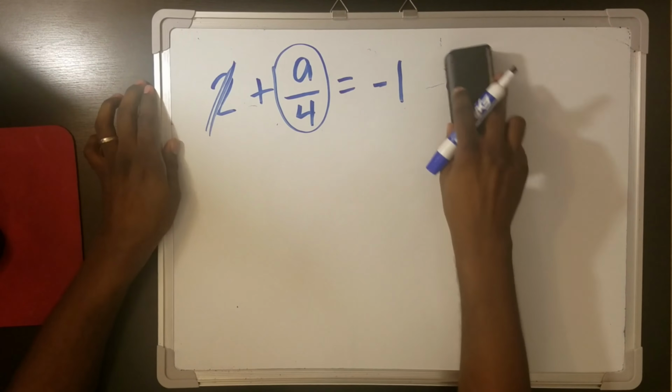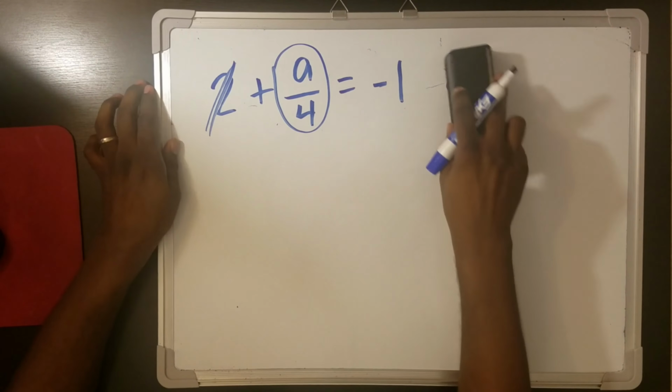So to make sure we're not changing the equation that they give us, we want to make sure we do the same thing that we did on this side of the equation to this side of the equation. So if we subtracted 2 from here, we're going to subtract 2 from here. So 2 minus 2 gave us 0 on this side. Then we're going to do -1 minus 2 on this side. So you see, whatever you did to one side, you're going to do to the other side. We did -2 on this side. We're going to put a -2 on this side.